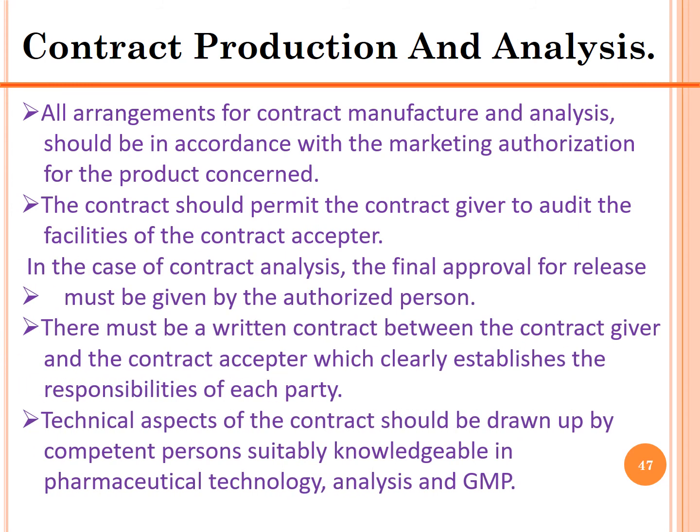Contract production and analysis. All arrangements for contract manufacture and analysis should be in accordance with the marketing authorization for the product concerned. The contract should permit the contract giver to audit the facilities of the contract acceptor. In the case of contract analysis, the final approval for release must be given by the authorized person.